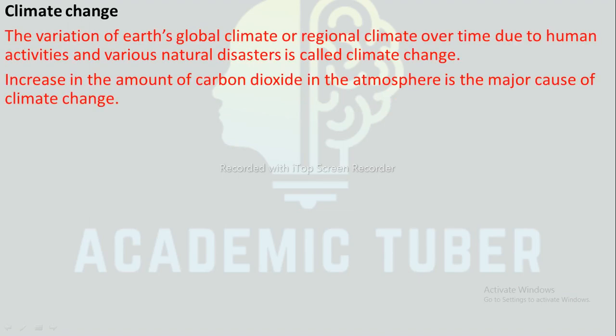Climate change. The variation of Earth's global climate or regional climate over time due to human activities and various natural disasters is called climate change. Increase in the amount of carbon dioxide in the atmosphere is the major cause of climate change. Due to various types of human activity, normal climatic processes are also affected. Production of greenhouse gases by the industries and vehicles increase the temperature of the Earth's atmosphere, which is called global warming. Global warming affects water cycle as well.